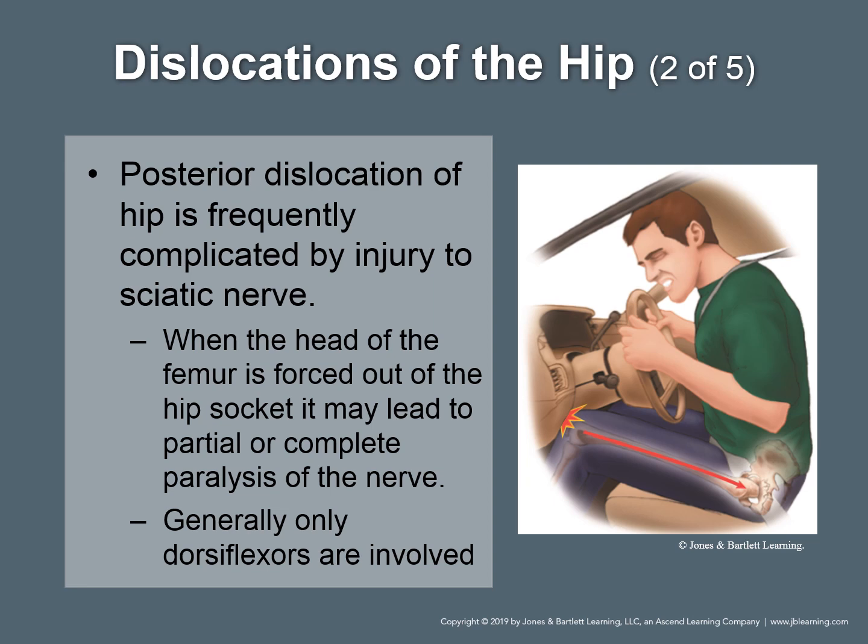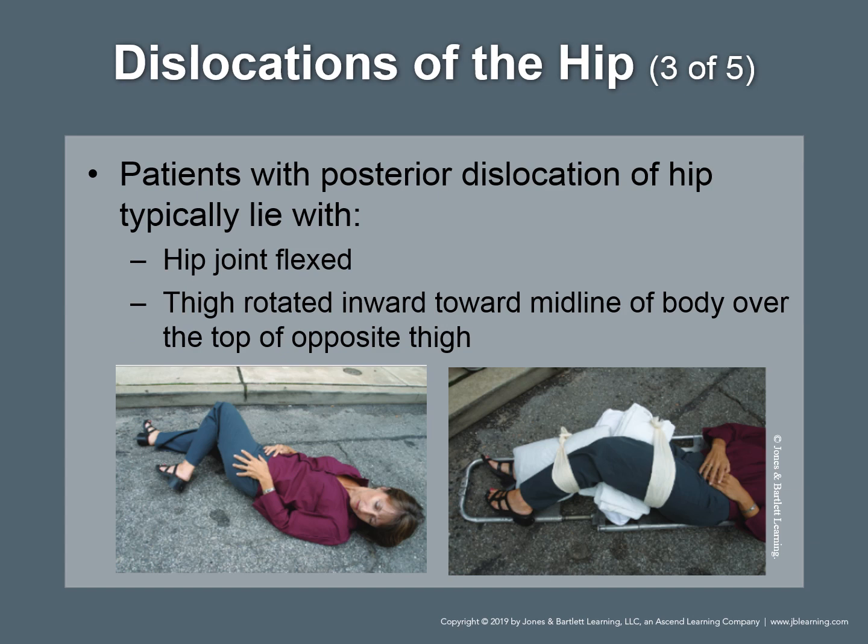Generally, only dorsiflexors are involved, so the problem is you're not going to be able to lift or bend your foot. Patients with posterior dislocations of the hip typically lie with the joint flexed. That relieves some of the pressure on the hip, and that extremity will be shortened and typically rotated outward. If you try to pull the toes to where they point up, you will cause severe pain.